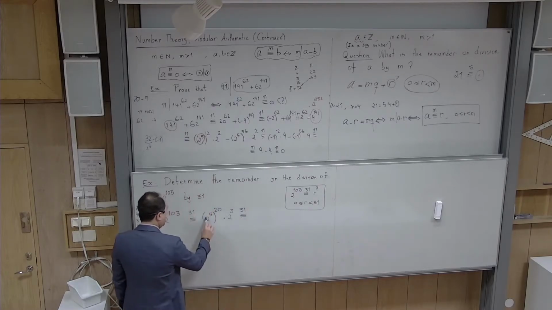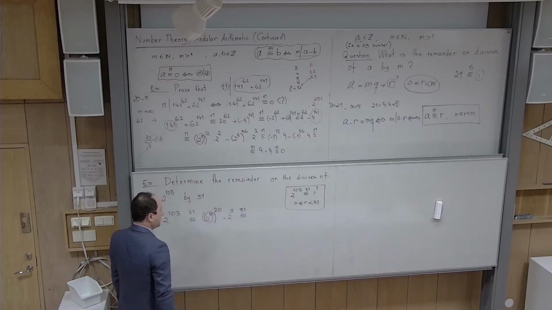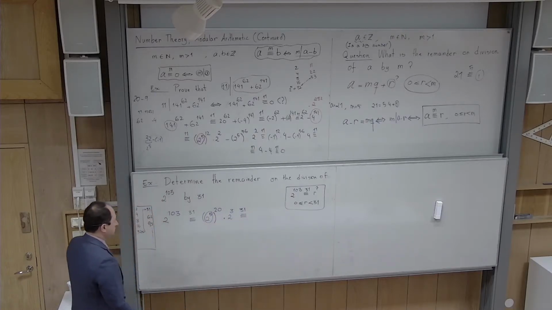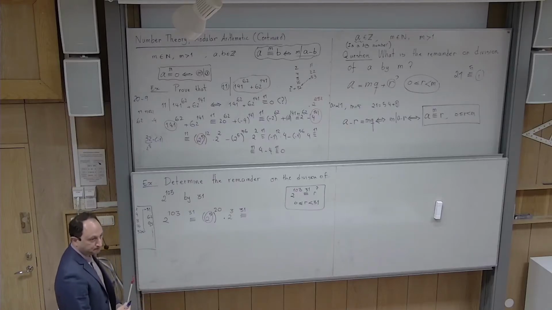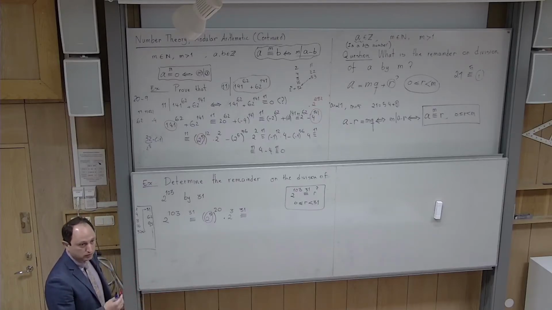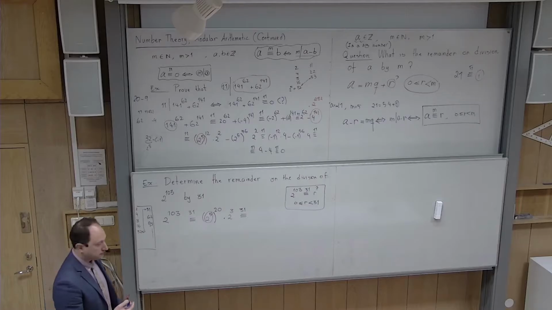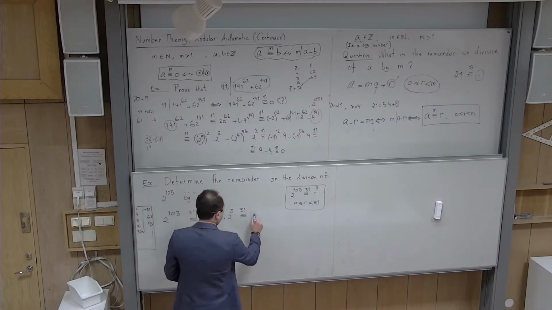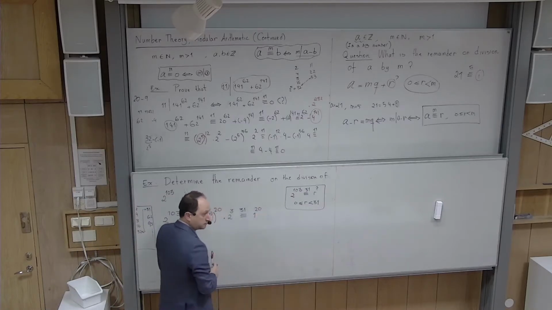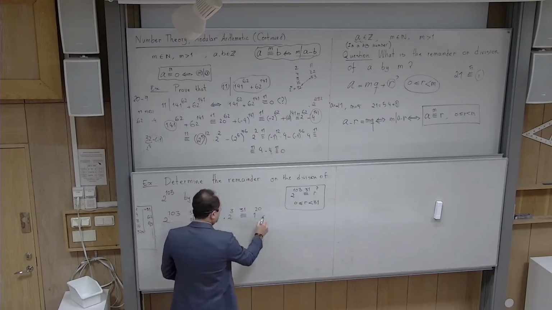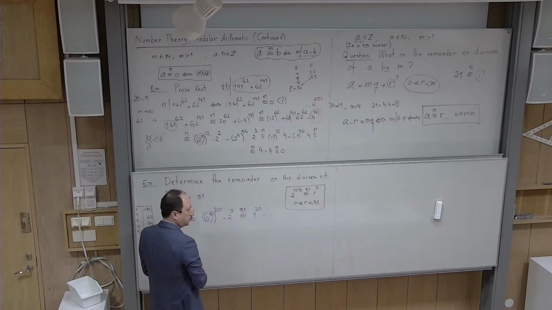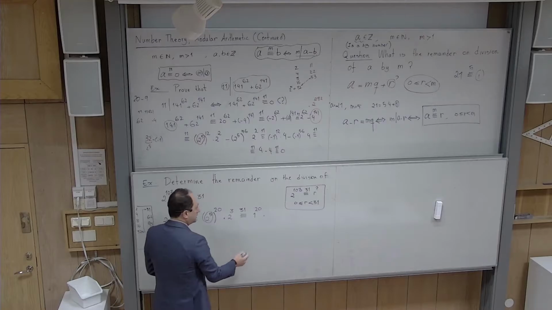Okay, what is another name of 32 when it comes to module 31? What is another name for that? Yes? No? 1. Yeah. So it is just 1. So this becomes 1 to the power of 20, multiplied by, but 2 to power 3 is so small that I can calculate it. 2 to power 3 is just 8.